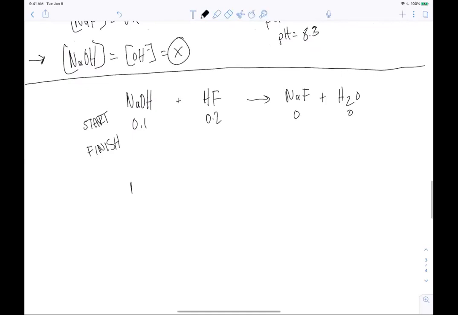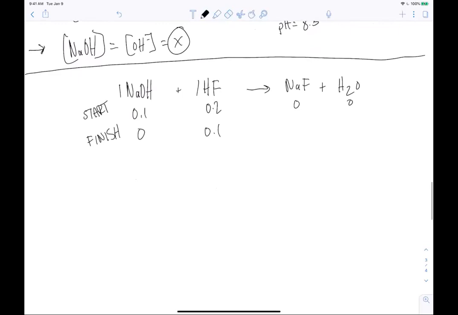Let's look at another one. Let's work through this one. Let's talk about this real quick. Okay, so we start with 0.1 and 0.2. At the end, since these react 1 to 1, we end up with 0 of this and 0.1 of that, and 0.1 of this. And of course, we form some water as well, but we're not super worried about it.